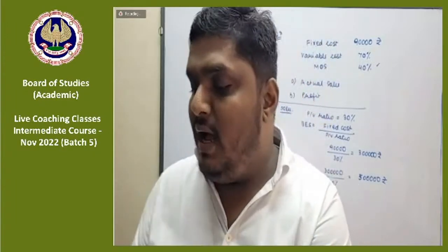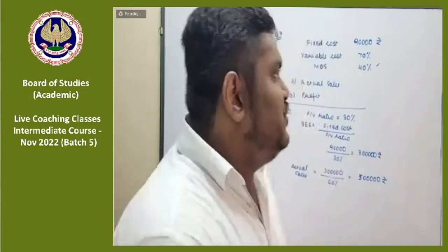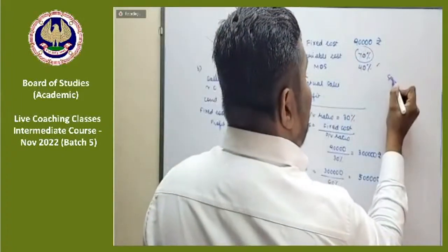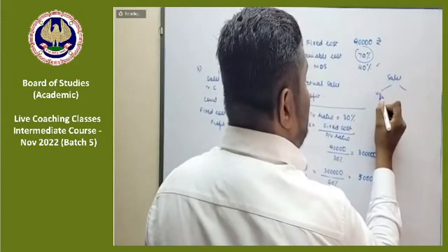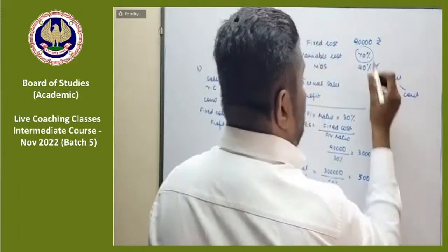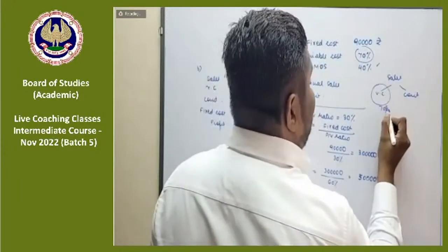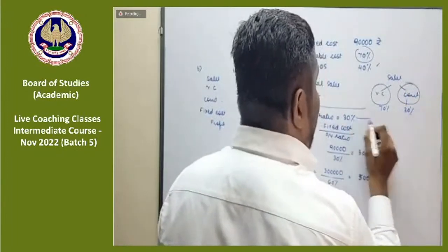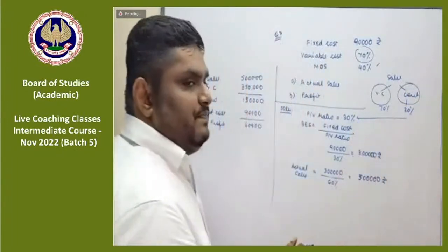Siddhapa Kamble, sir, how did you calculate PV ratio? Herein, my dear, as I told you, sales can be divided in 2 parts, that is variable cost and contribution. So if variable cost is 70% of sales, the contribution will be 30% of the sales, and that is my PV ratio.